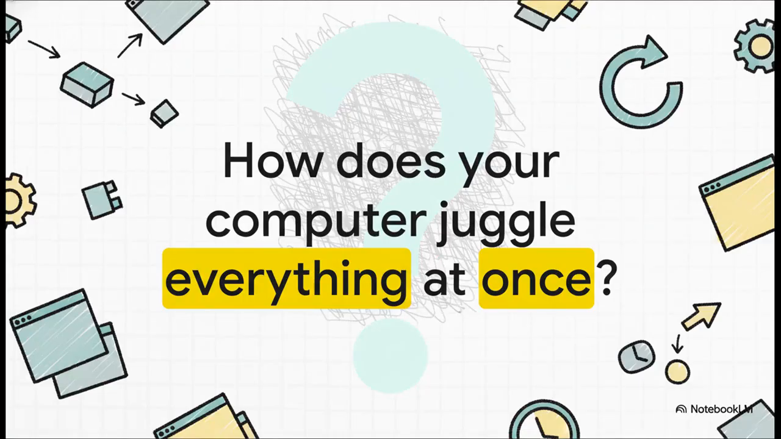Okay, so how does it pull this off? How can a single processor, or just a few cores, create this amazing illusion of doing 100 things at the exact same time? That is the big question we're going to tackle today. And trust me, by the end of this, you'll look at your computer in a whole new way.